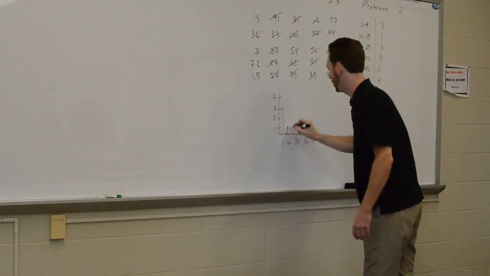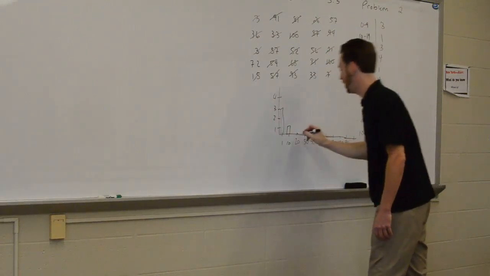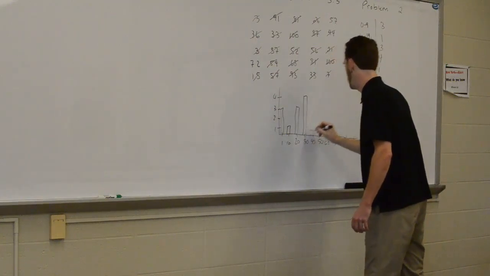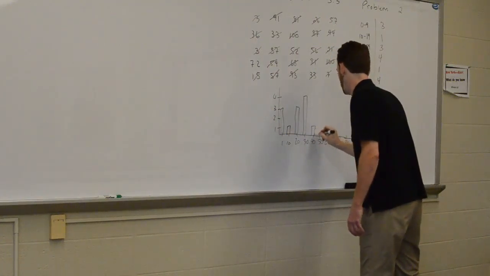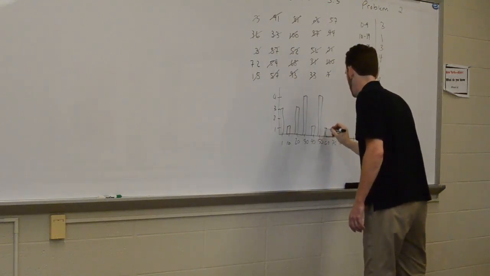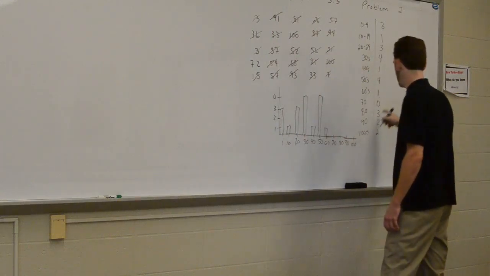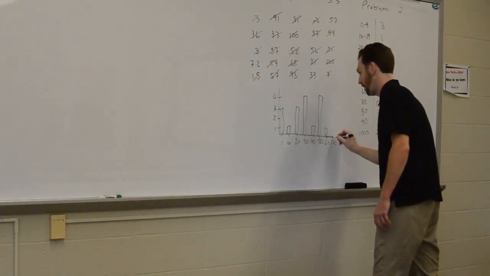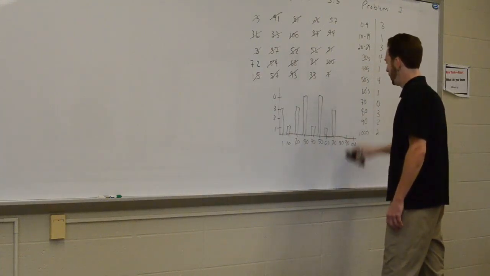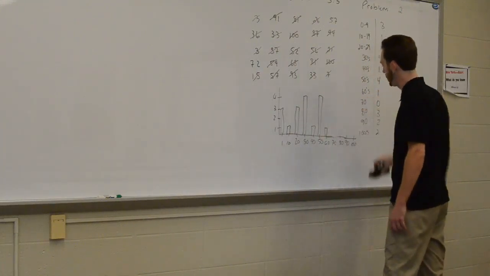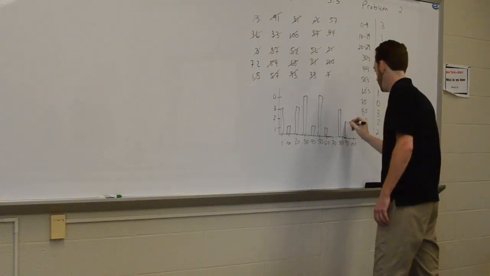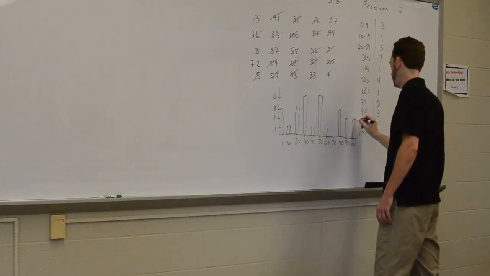10s, we have 1. 20s, we have 3. 30s, we have 4. 40s, we have 1. 50s, we have 4. 60s, we have 1. 70s, we have 0, so we don't need to draw a bar. So make sure you draw them in the right spot. 80s, we have 3. 90s, we have 2. And 100s, we have 2.